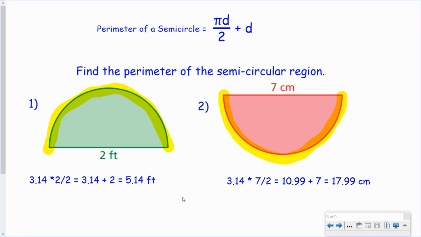So half of a circle. You don't just divide by 2. You also have to add that side in that sometimes people forget about. Today I'm going to have you practice doing everything that we've done with circles. So identifying radiuses, identifying diameters, finding circumference, and also now finding perimeter for semicircles.